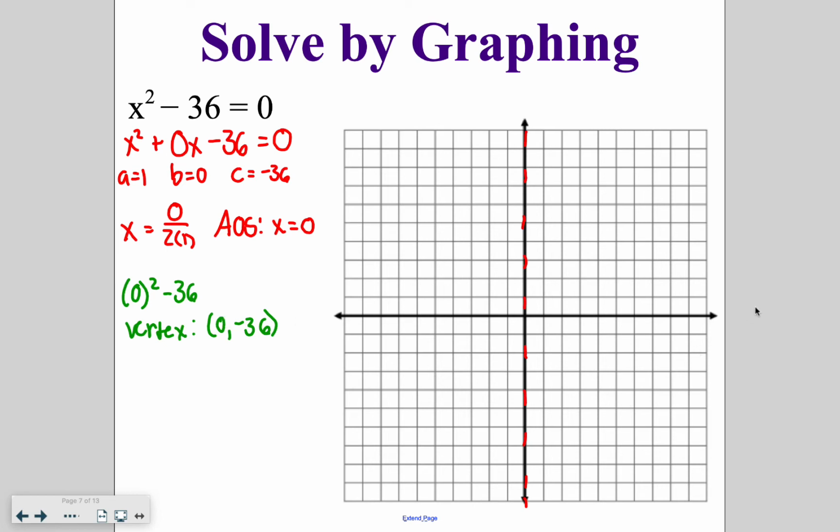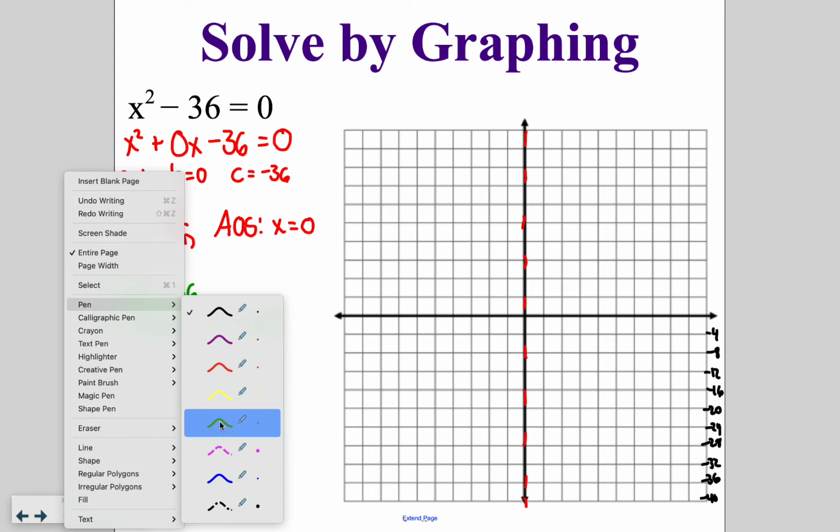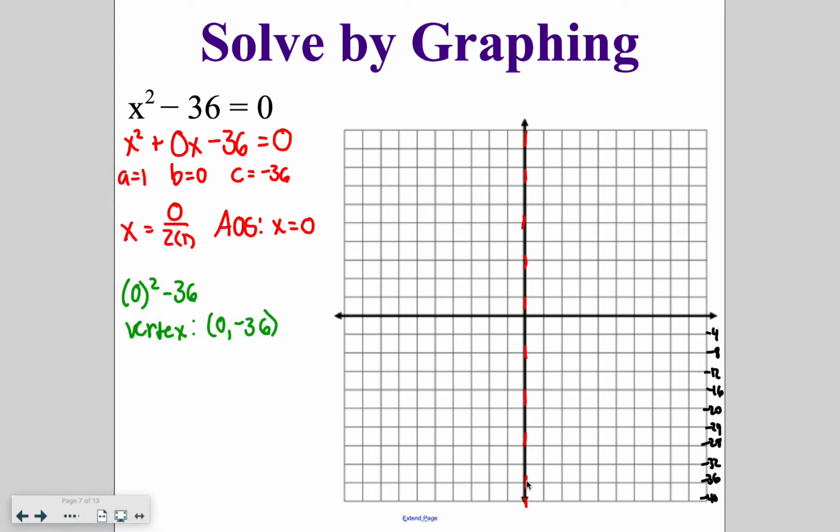Again, we're going down this time, so I'm going to go down. I'm going to count by 4s, so -4, -8, -12, -16, -20, -24, -28, -32, -36, and -40. So I'm going to go ahead and put that vertex point on there now, which is at 0, -36.